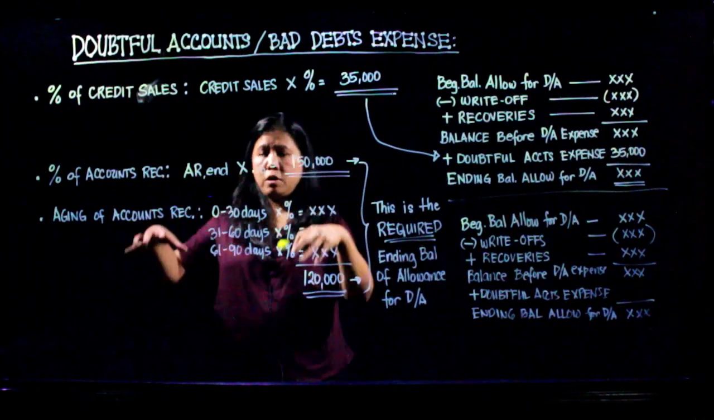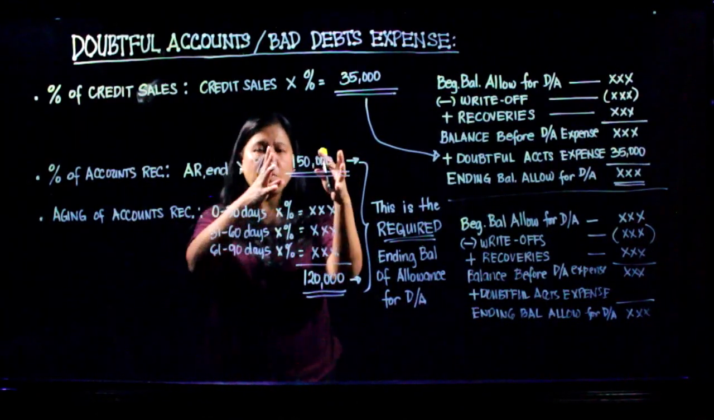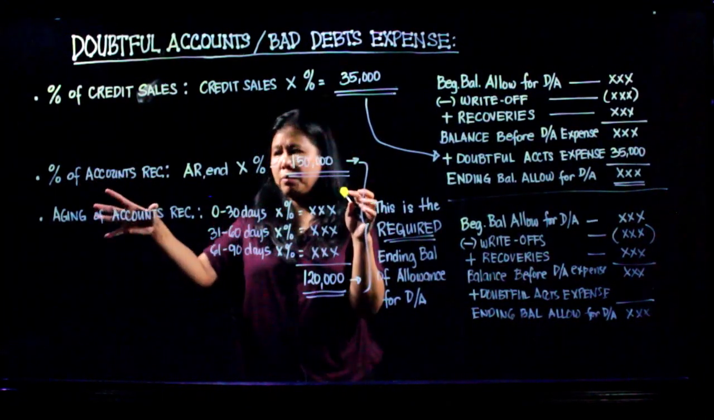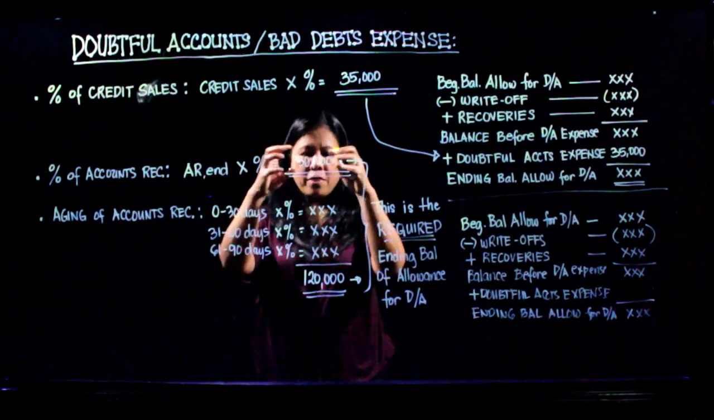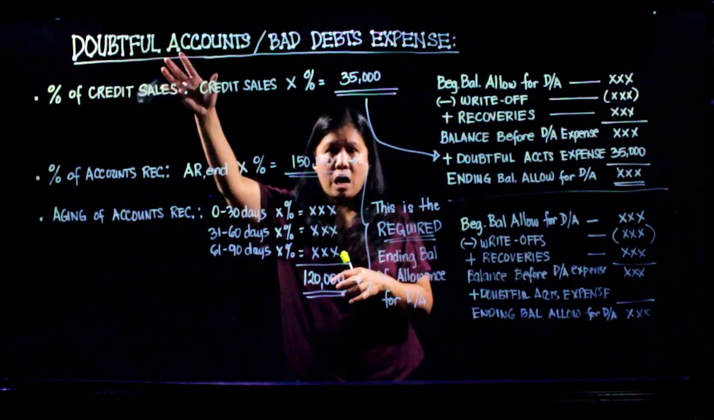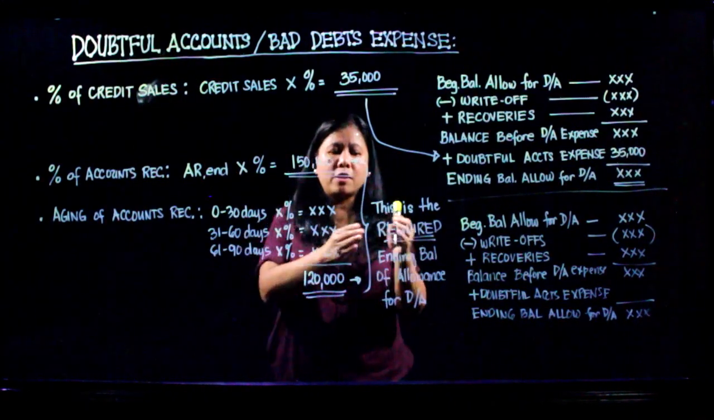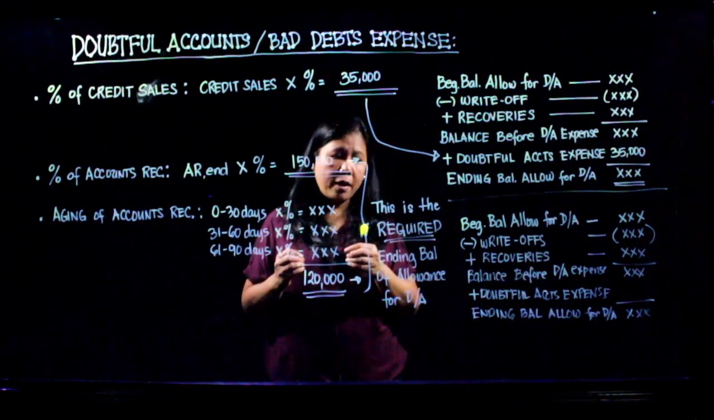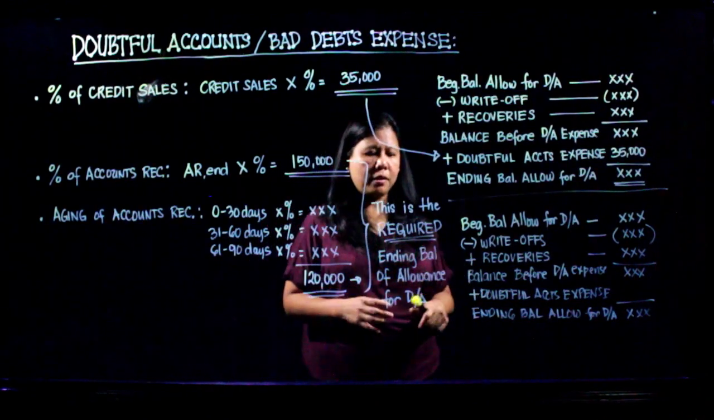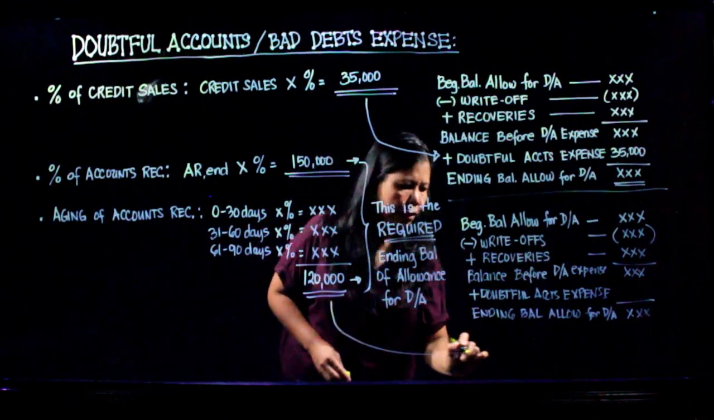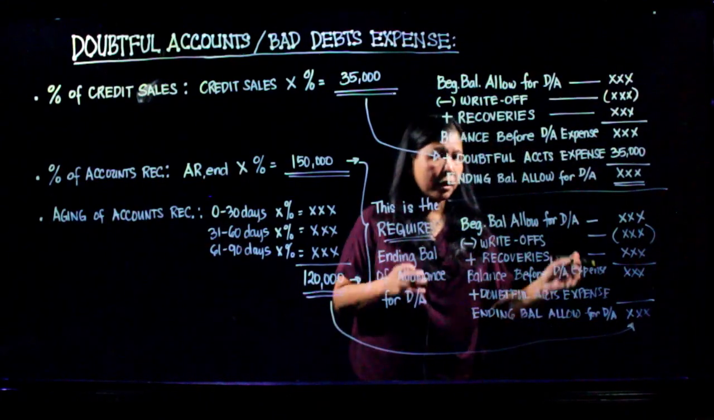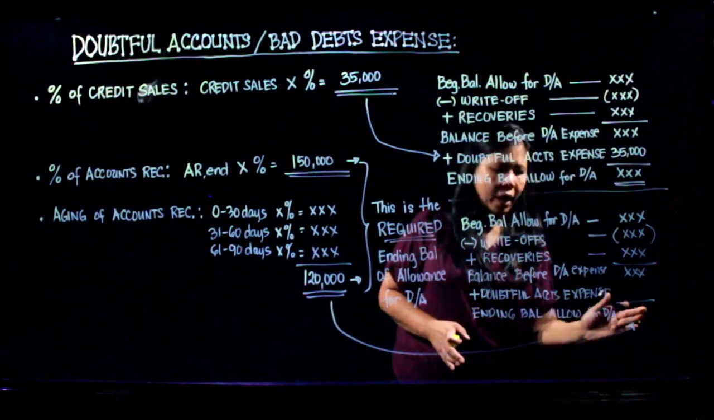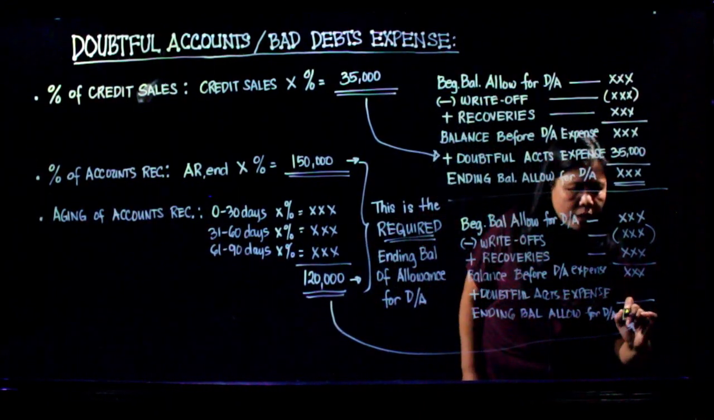All right, using these two methods, the amount that you calculate using percentage of accounts receivable and aging of accounts receivable is not your doubtful accounts expense. This amount is the required ending balance of your allowance for doubtful accounts. So how do we get our doubtful accounts expense? If this amount is your ending balance, we can plug into our doubtful accounts expense.